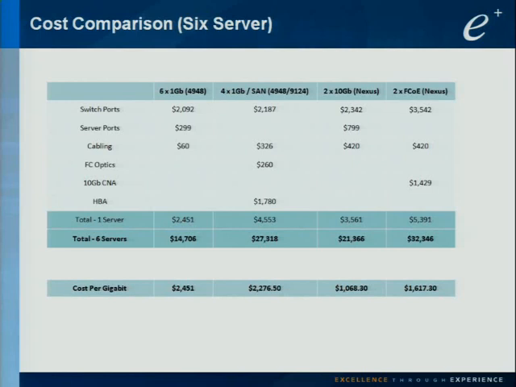And then lastly, I started looking at cost per gigabit, and it's substantially cheaper. If you look at a standard 10 gig design, going 10 gig is the cheapest cost per gigabit that I could find based on list price.